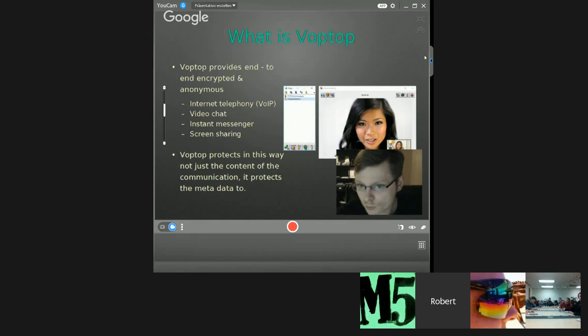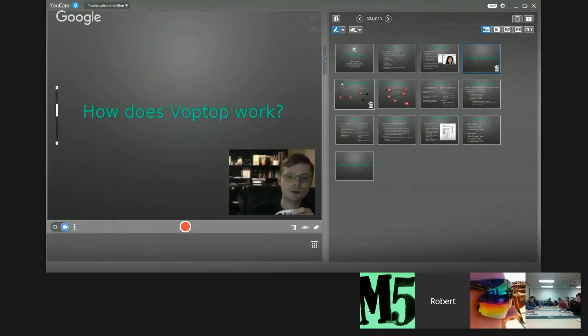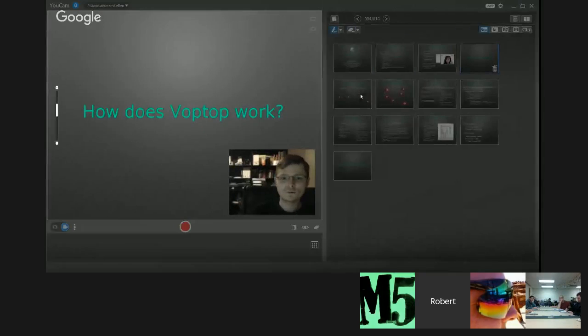For example, if you are a whistleblower, it's important that the company you are working for, whose information you are leaking, cannot see that you are, for example, in contact with a journalist. The information that you are in contact with a journalist is important as well, like the data which are transferred itself. So how does Voptop achieve these goals? That's explained now.